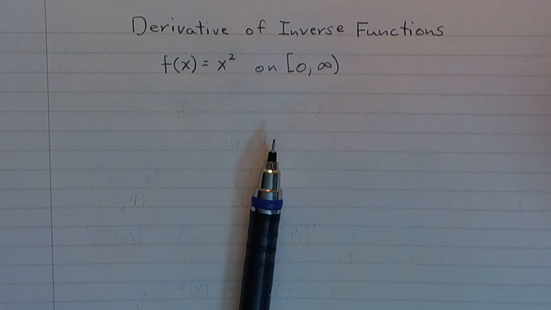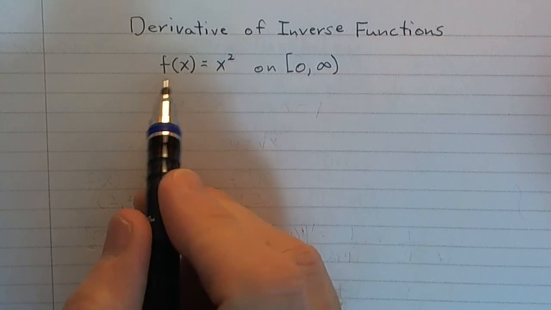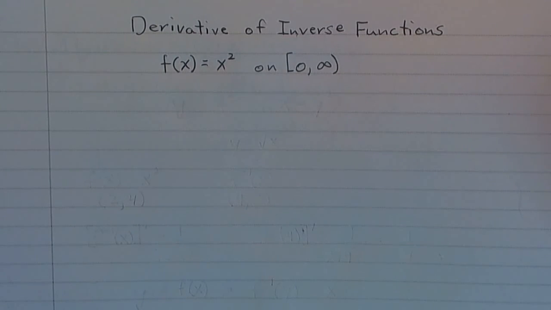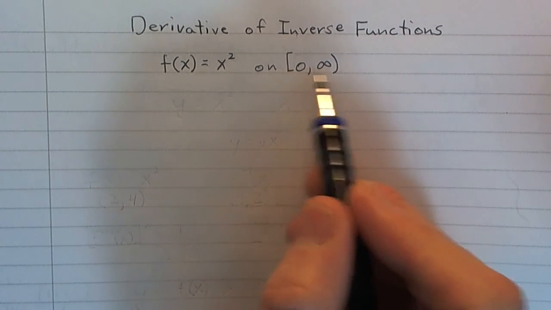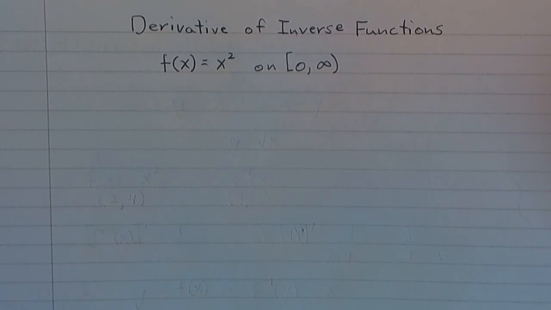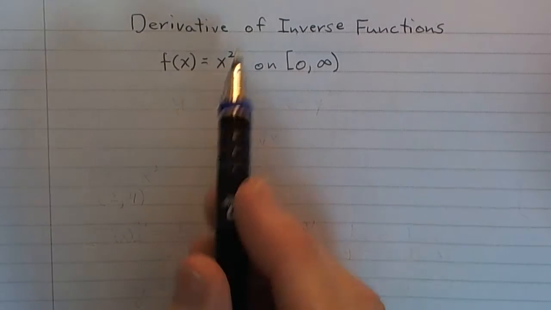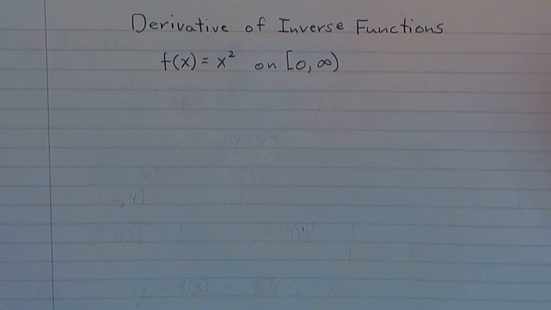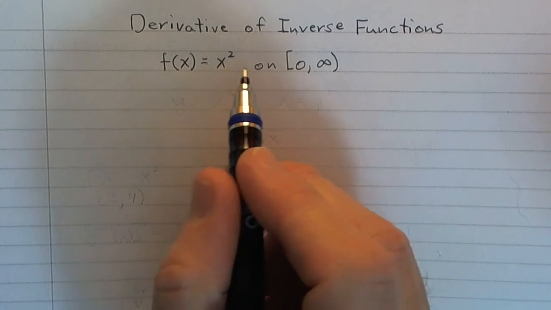Let's take a look at the process for finding the derivative of an inverse function. And I've got a simple one here. I've got f of x equals x squared on the interval 0 to infinity because I want it to select an interval where the function is 1 to 1. In other words, where we could find the inverse.